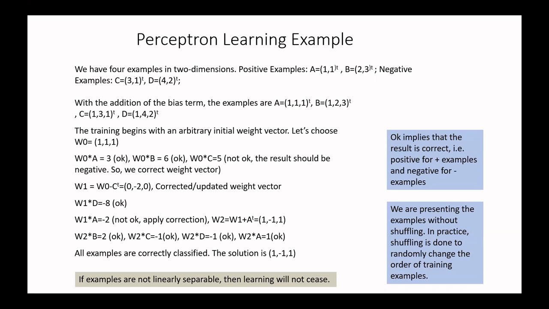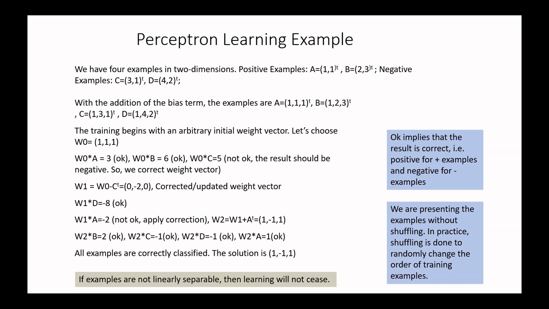So we move on and present example B. In this case, the result is 6. Again, everything is looking good. We wanted positive, we got positive. Next we present example C. In this case, the output is 5. Now it should have been negative, but we got positive.